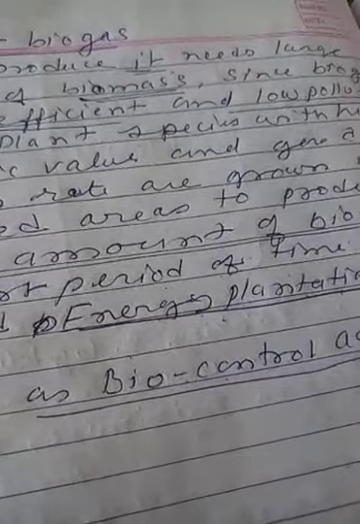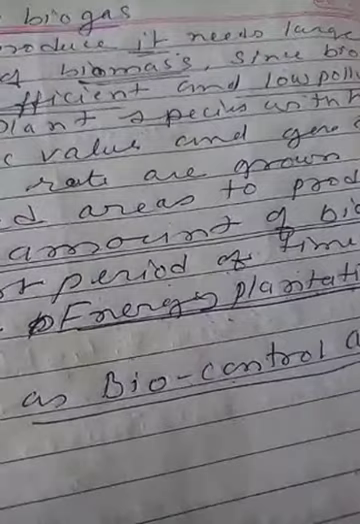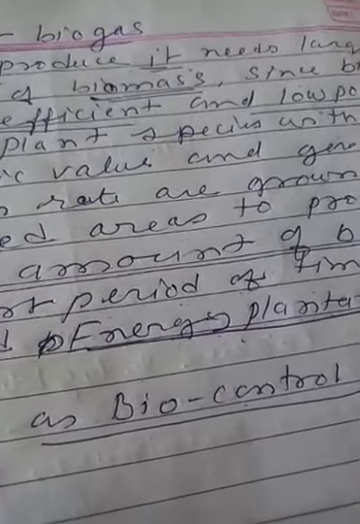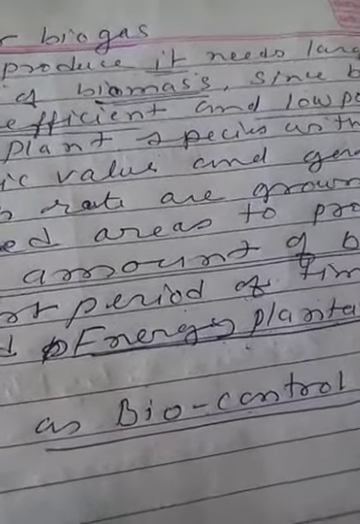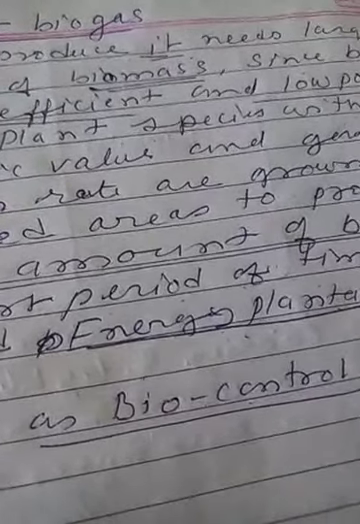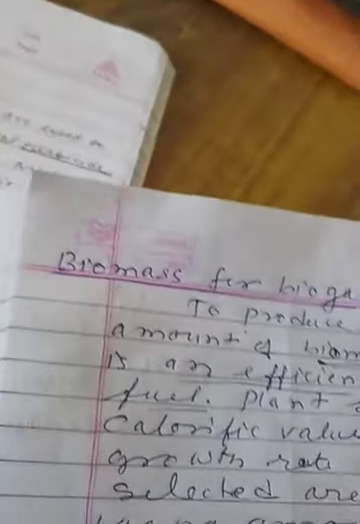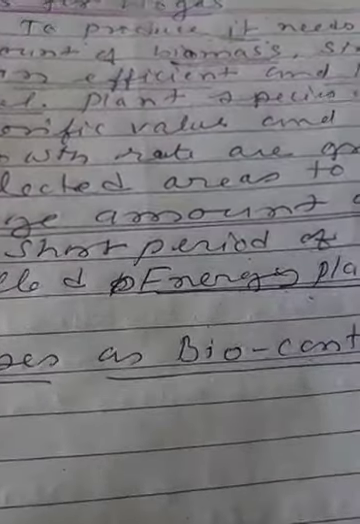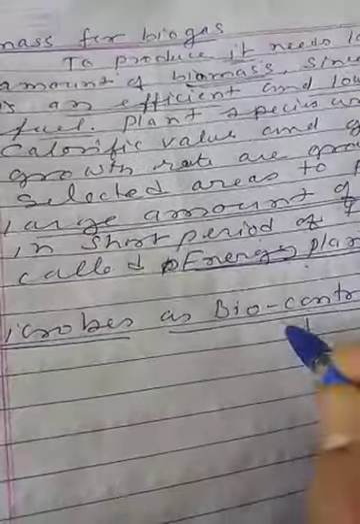So already we have studied about the microbes in household products, microbes in the industrial products, microbes in the sewage treatment plants and also biogas production. And two more we have to study. One is the biocontrol agent and biofertilizer. So microbes are also used as biocontrol agents.